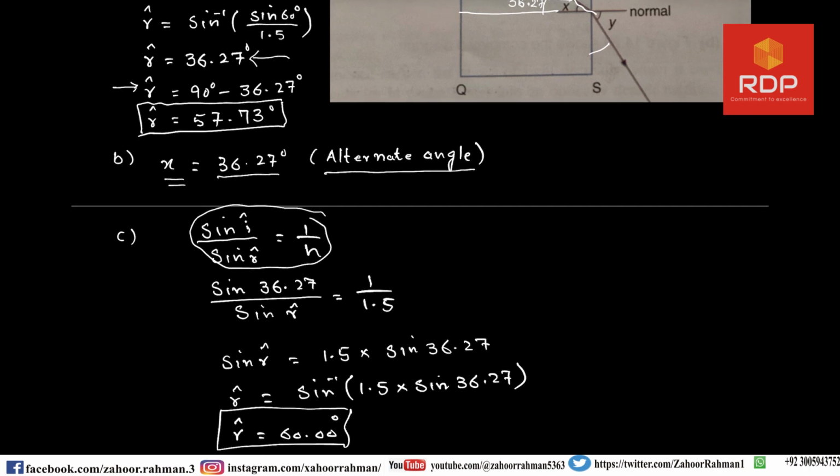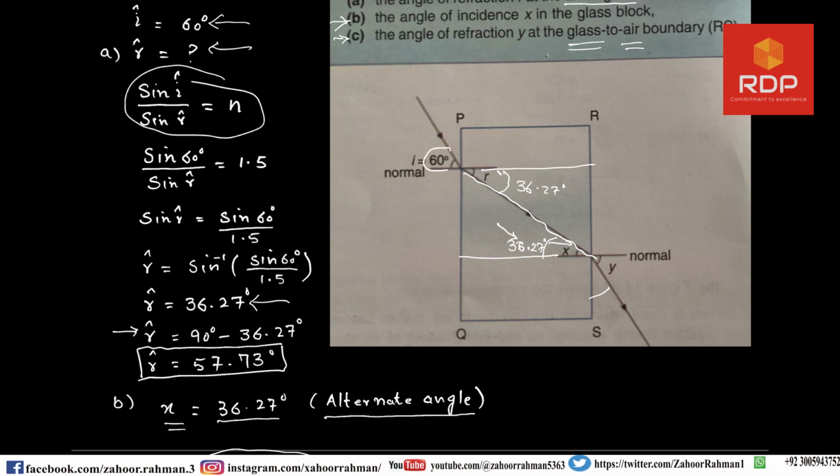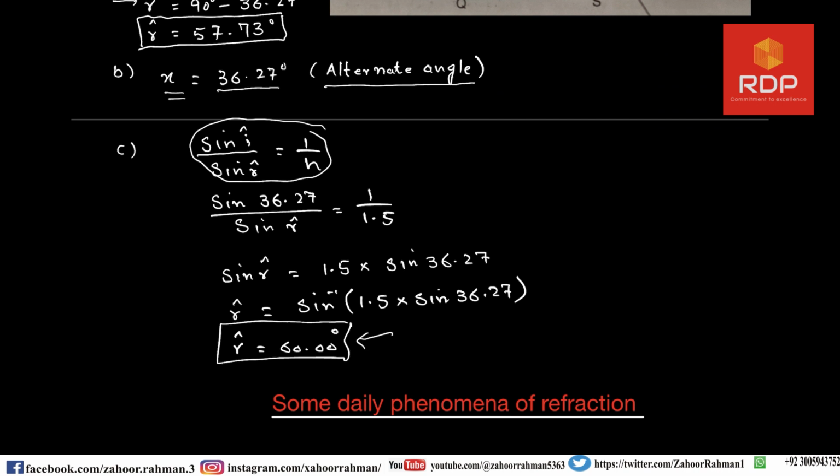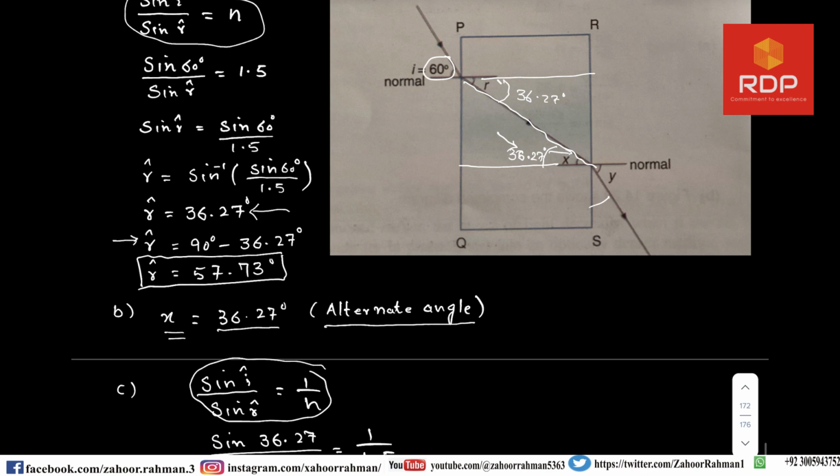Sine r is equal to this, and when you solve it you will get the original angle, that is 60 degrees. So I also got this 60 degrees here as well. That was the challenging question, in the sense that people are saying that we found this angle, so this is 36 and this is the, but this is not the answer. You have to subtract it from 90 degrees, then you will get this angle.